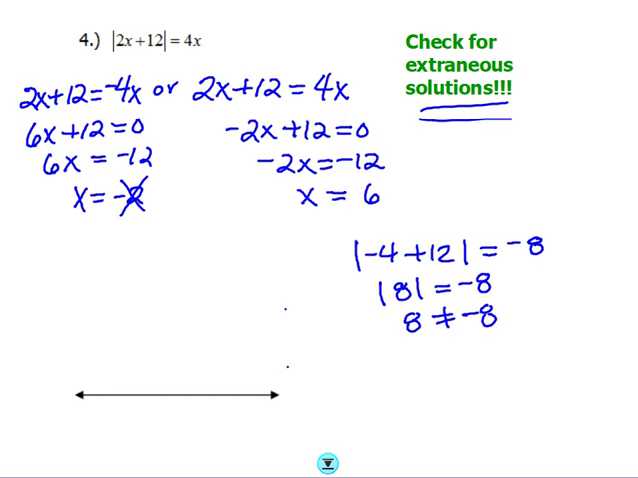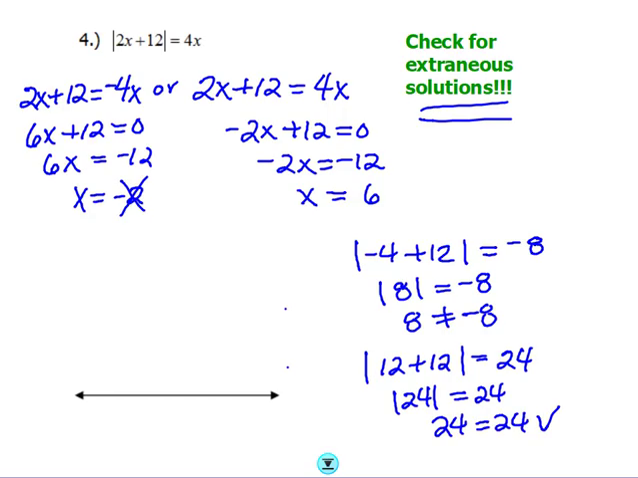All right, let's check 6. Absolute value of 2 times 6 is 12, plus 12 is equal to 4 times 6, which is 24. All right, 12 plus 12 is 24. The absolute value of 24 is 24. So this one checks. So our only solution here is 6. So that's why we're only going to graph 6.